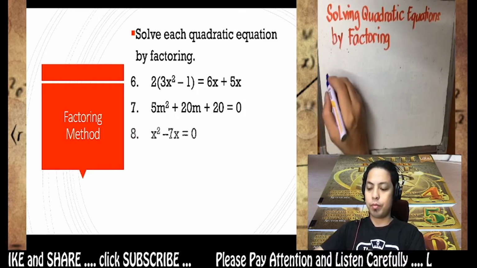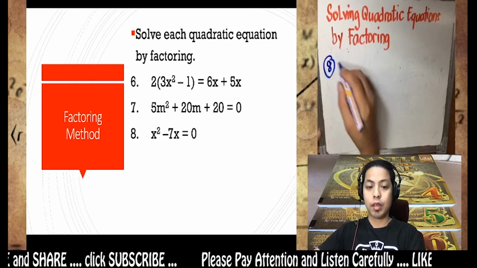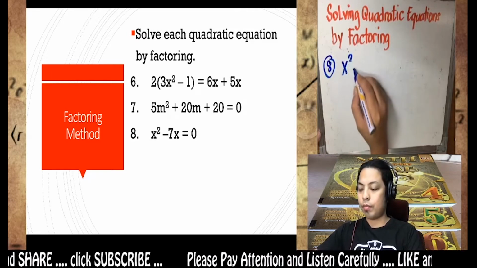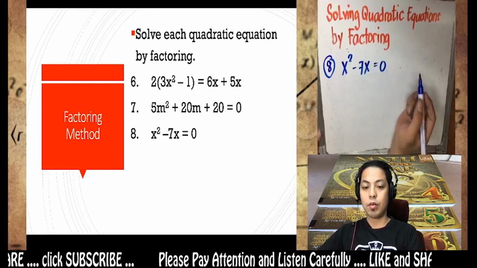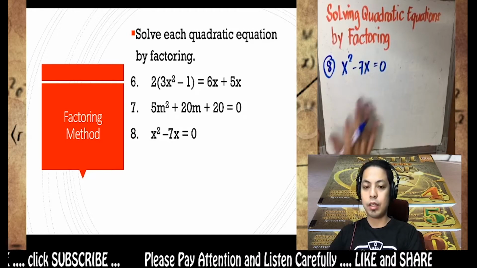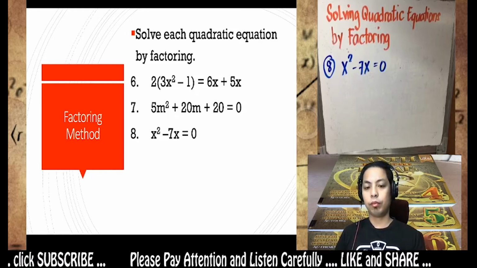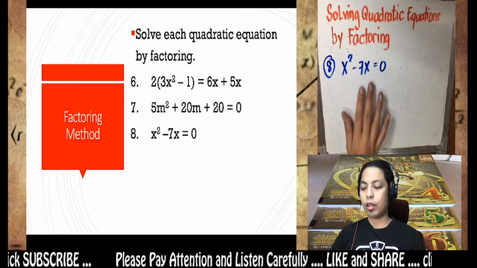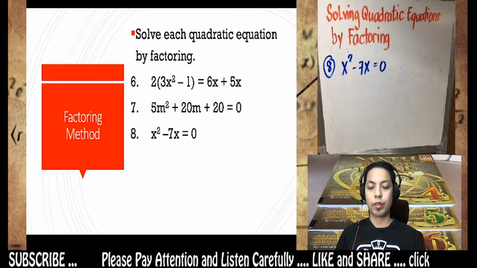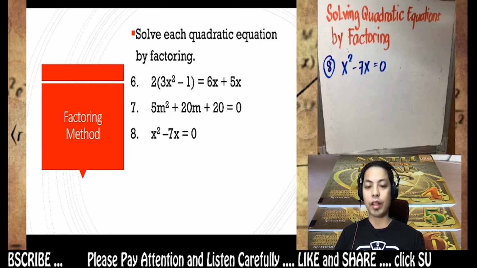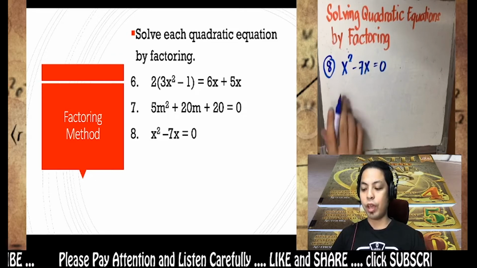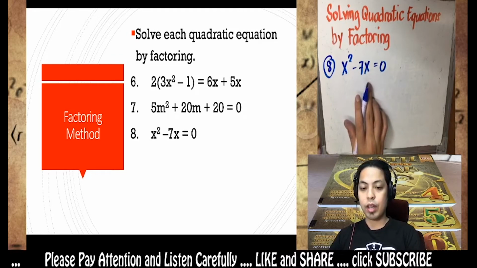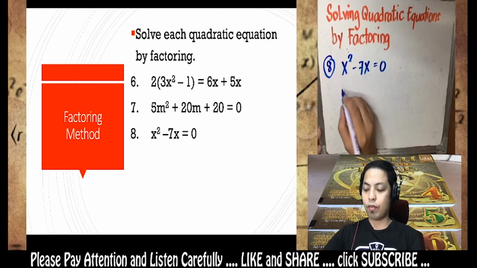Number 8. x squared minus 7x is equal to 0. We notice here a quadratic and a linear term. So what we will do is find their common factor. Finding the common factor of x squared and negative 7x, we have x.